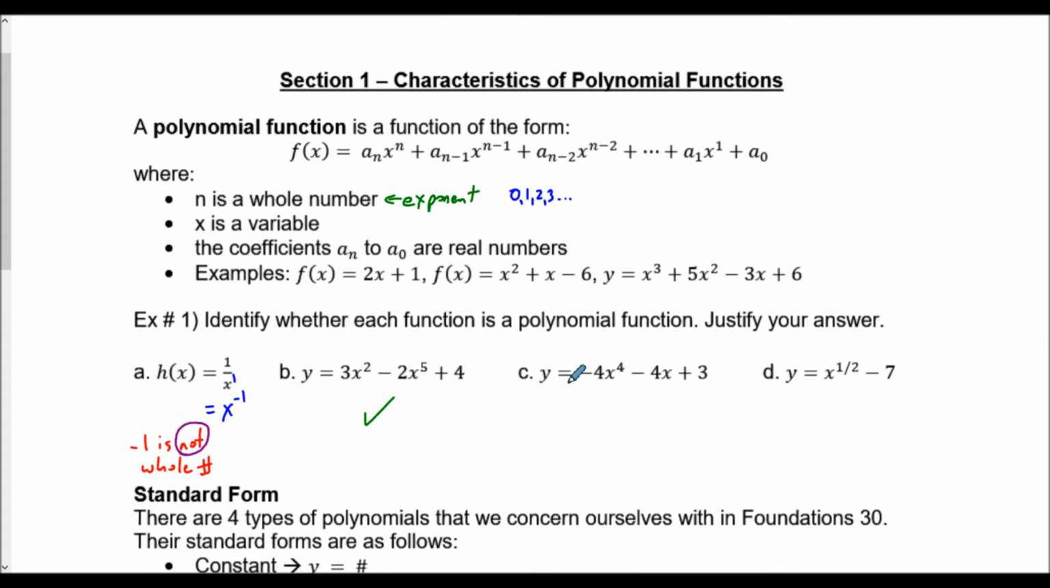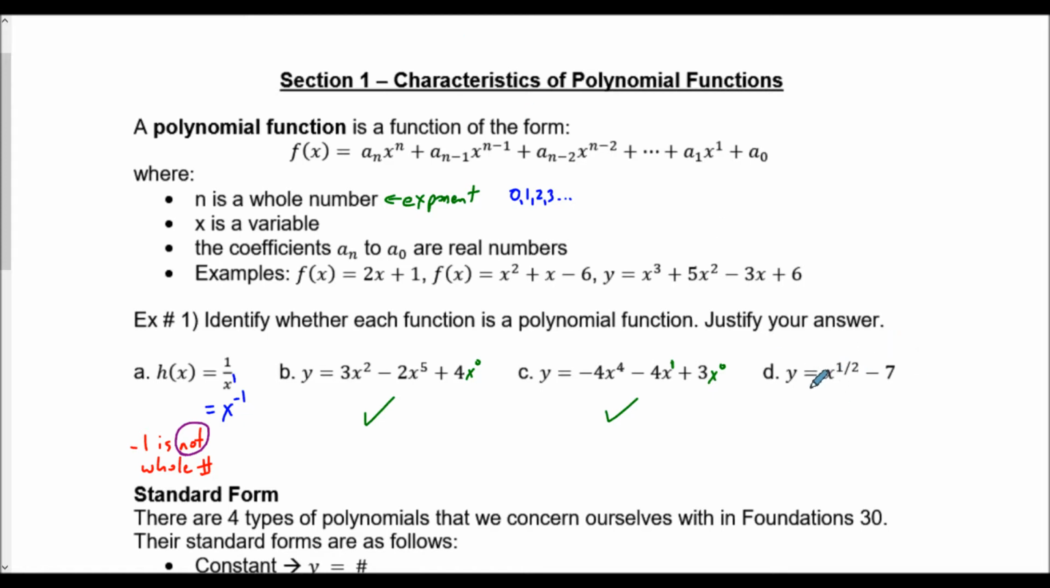Our next one, y equals -4x to the power 4 minus 4x add 3. Again, all of the exponents, even though this one isn't stated, is an exponent of 1. And technically, this is actually an exponent of 0, same thing as this one, which means that all of our exponents are still whole numbers. X is a variable, and our coefficients are -4, -4, and 3. Yep, that makes this a polynomial function.